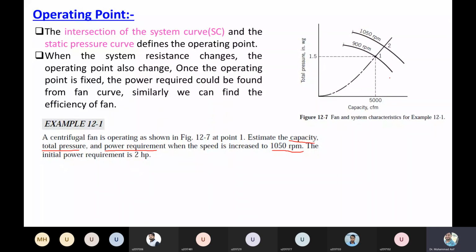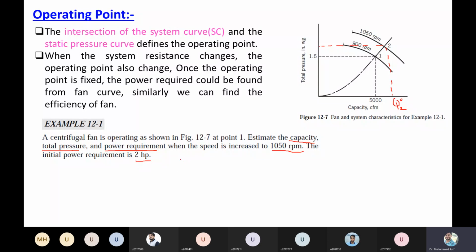So the new speed is here. Previously the speed was 900 rpm, and the next speed is 1050 rpm. At that speed, what is the capacity now, Q2, and what is P2 now? The power requirement is also required. The initial power requirement, W1, was 2 horsepower.